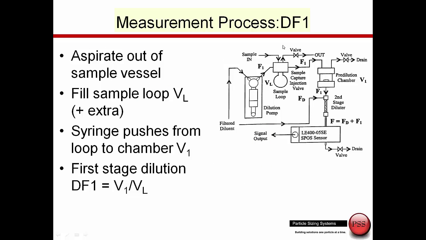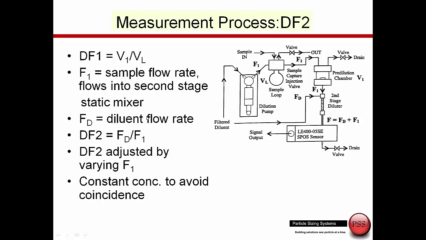Here we're going to concentrate on F1. We have the sample which is brought into the sample loop, VL, and then the syringe is going to push that sample over here into the dilution chamber. In this first stage of dilution, DF1 is V1, the volume of the chamber, divided by VL, the volume of the loop. Let's look now at the second stage of dilution, which is where we come up with DF2.